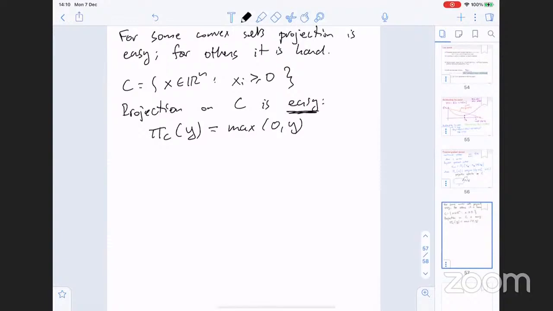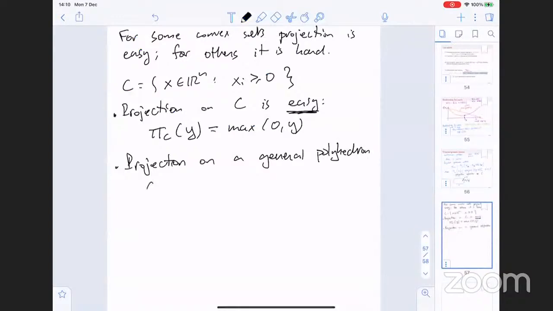But for other sets, a projection on a general polyhedron, so C, the set of x such that ai transpose x is less than bi, can be hard.